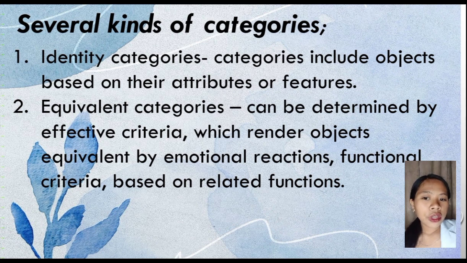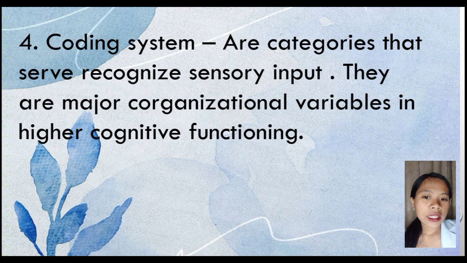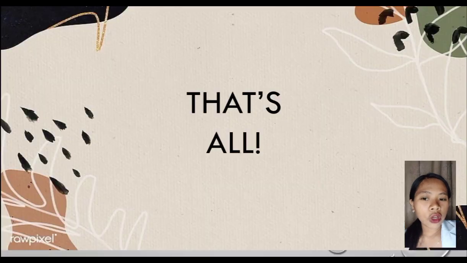The third, and this is the last category, is the coding system. Coding systems are categories that serve to recognize sensory input. They are major organizational variables in higher cognitive functioning.